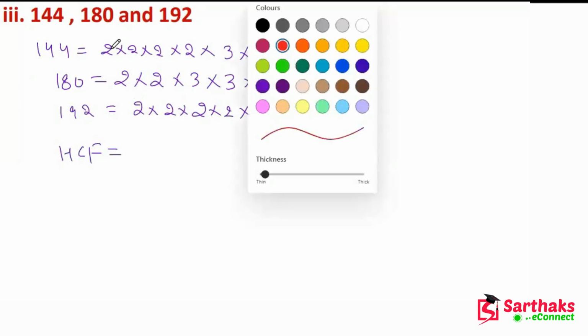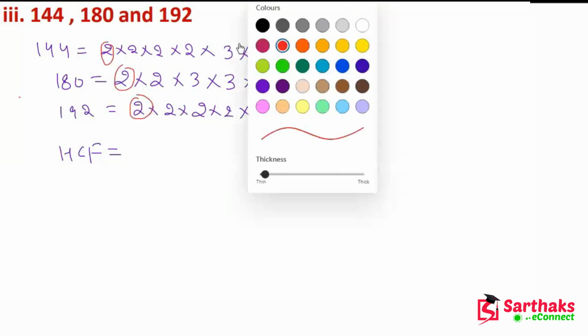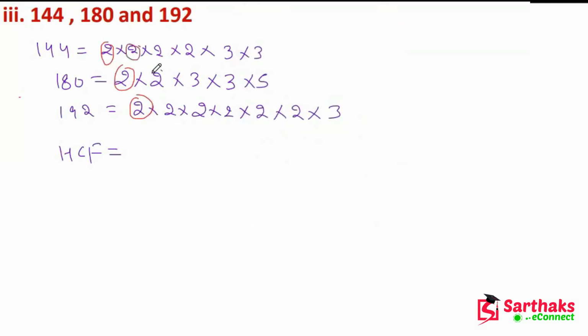So the common numbers are these two, and this, and these two, this and this. Okay, so the HCF is, and 3 is also common in all the numbers. This 3, this 3 and this, only one 3. So the result is 2 into 2 into 3. We write here just only the common numbers.